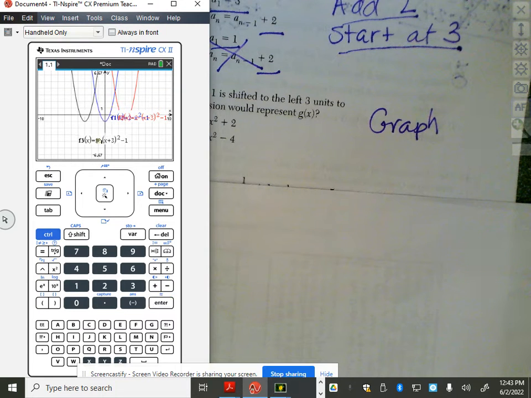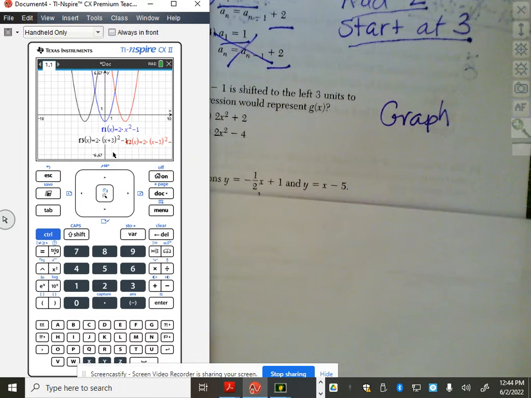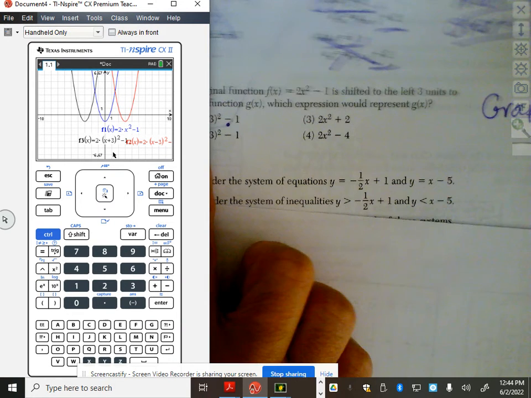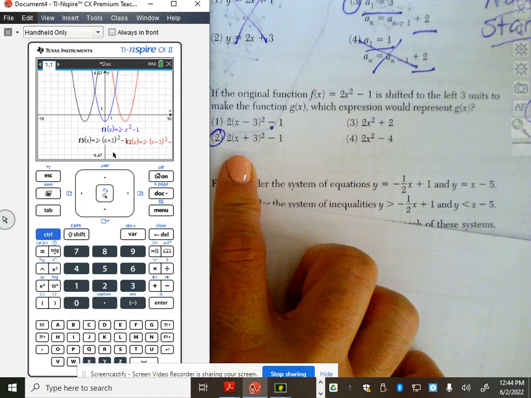And guys, you can move these down, so if you can't see something, you can grab them and move them. And they stay color coordinated, so it's okay. So the original graph was here, and it shifted left 3 units to get over here. So that means number 2 was the correct answer. So use your calculator. It will help you, especially for a question like that.